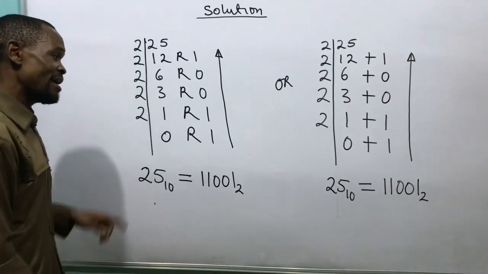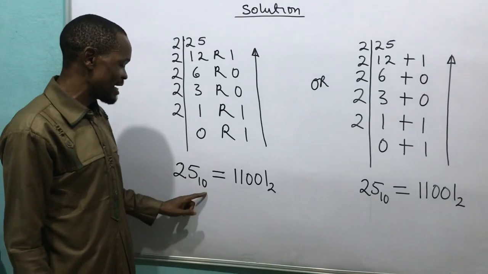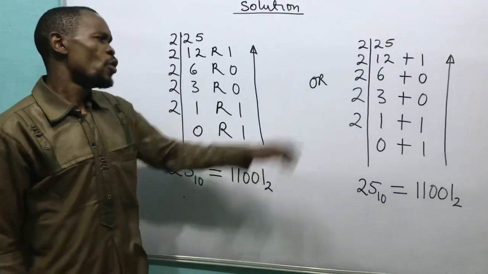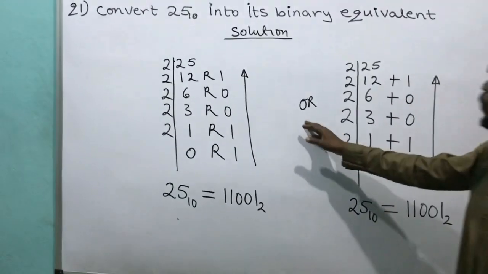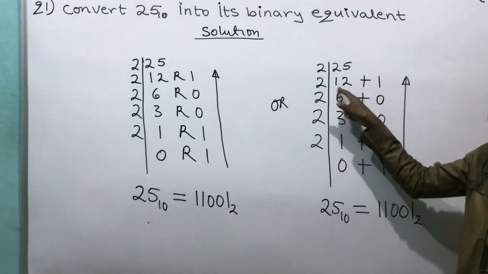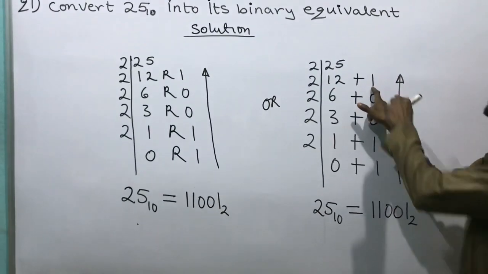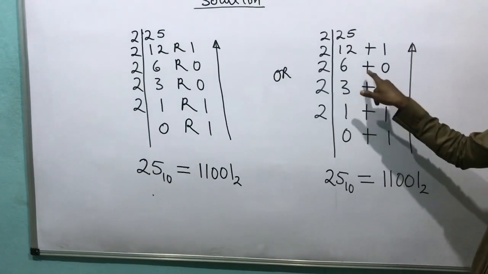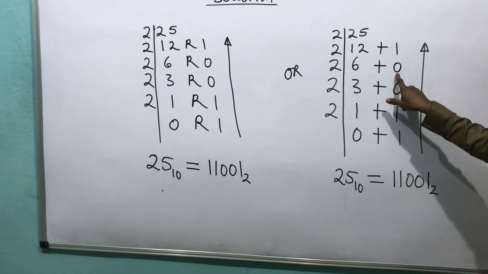You see it there? I said 25 base 10 is 11001 base 2. Or we can use this method by saying 2 divided into 25 will give me 12 plus 1. This plus means remainder 1. Then 2 divided into 12 will give me 6 plus 0, that remainder 0. Do you get what I'm saying?